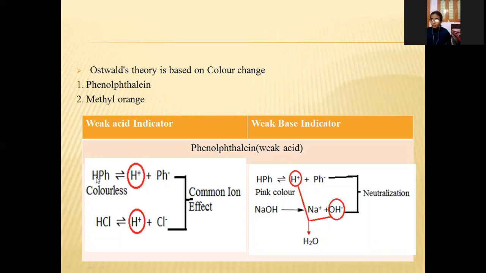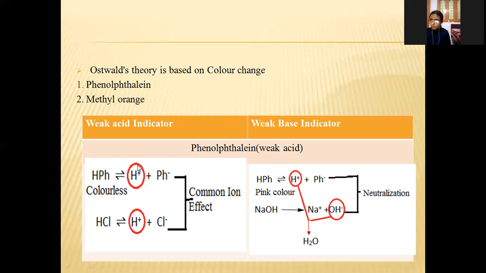So phenolphthalein means the hydrogen ions and pH have been separated. When this phenolphthalein is dissolved in the hydrochloric acid, HCl, see here, HCl, so H and Cl are separated. Hydrogen ions and chlorine ions will get separated.